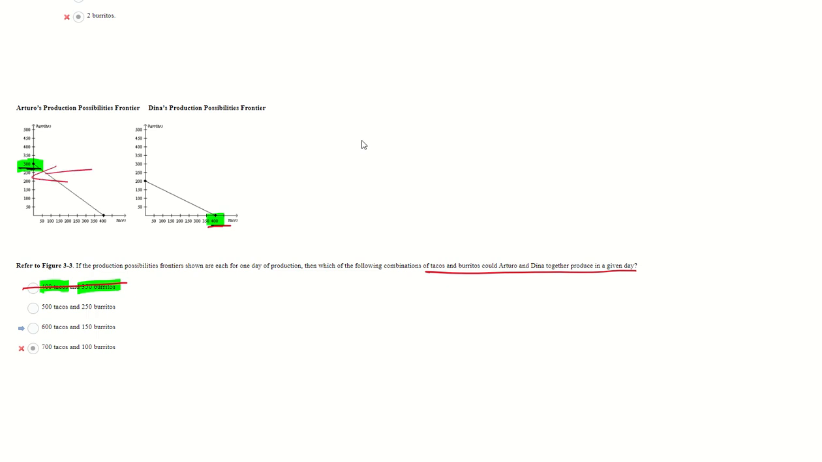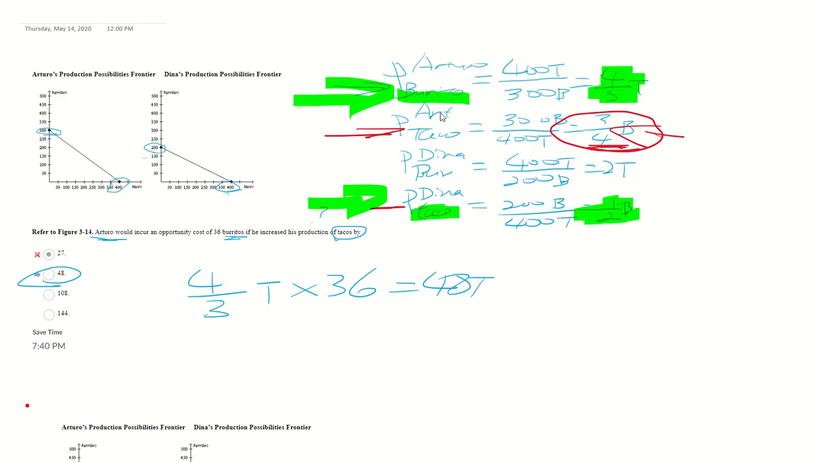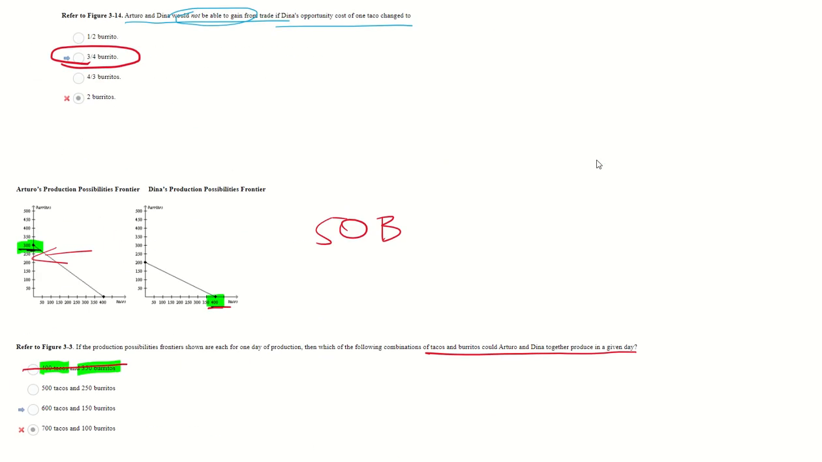So if Arturo is producing only 250 burritos, that means Arturo is giving up the capacity of 50 burritos. Now, if Arturo gives up 50 burritos, how many tacos can these 50 burritos translate to? Now we're going to use our opportunity cost. For every burrito for Arturo, it's 4/3 tacos. So if you take 50 burritos and change it to tacos, that'd be 50 times 4/3 tacos. How many is this?